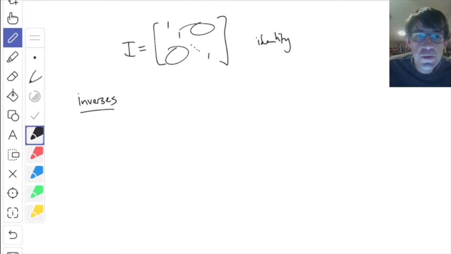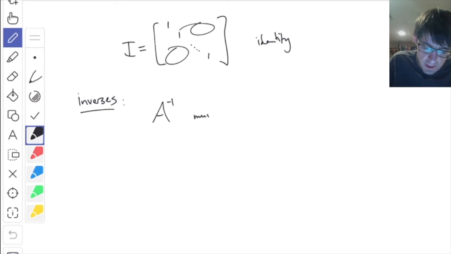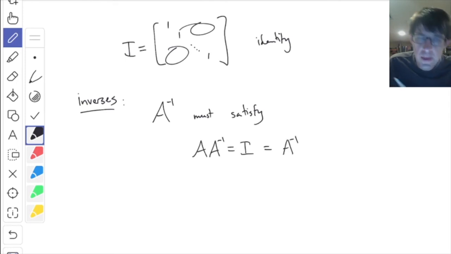Matrices sometimes have inverses. There is a procedure for finding the inverse of a matrix, which is also based on Gaussian elimination, but we write them like this, A inverse, and it must satisfy A times A inverse is the identity, and is also equal to A inverse times A, right? This is the same as in a group. This is what an inverse means in a group.